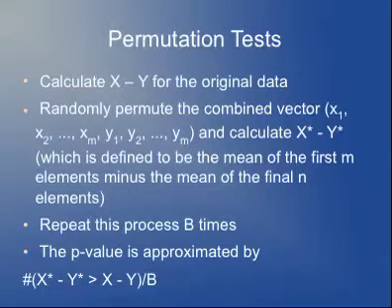The idea is that if the null hypothesis is true, then x bar star minus y bar star should have approximately the same distribution as x bar minus y bar, and this count won't be particularly large. On the other hand, if, say, the mean of x is bigger than the mean of y, then x bar minus y bar will be larger than x bar star minus y bar star. This count will be small, and you'll get a small p-value.